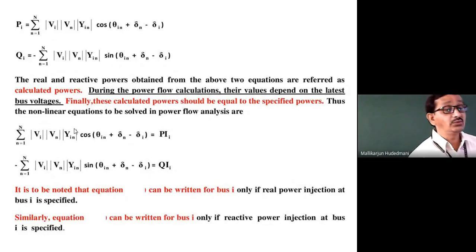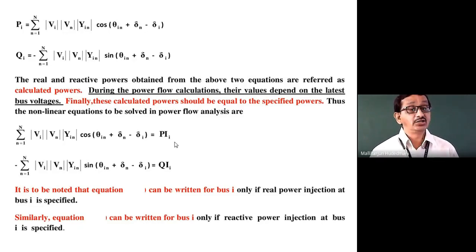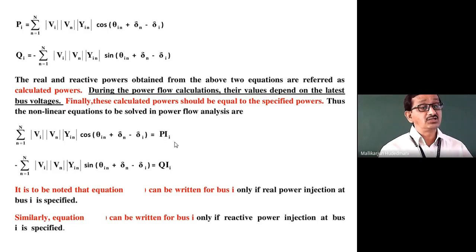In that regard, you can see over here, at the left hand side, I have summation n equal to 1 to the last bus number of Vi, Vn, Yin, cosine of theta in plus delta n minus delta i, equal to the active power injected. Nothing but the total demand active power should be equal to the active power injected. If it is attained, this is called a steady state of active power. If this equation satisfies the system's requirement, it means P injected is equal to the actual power flowing out.